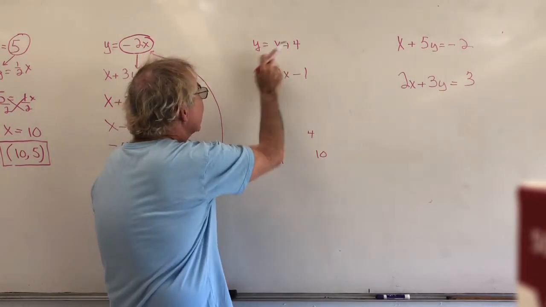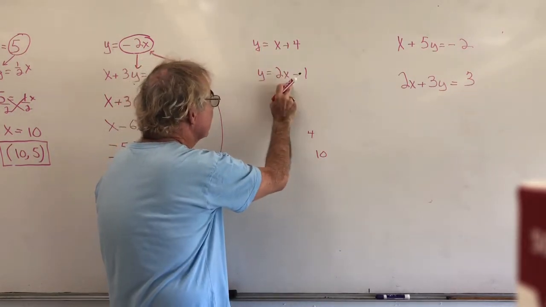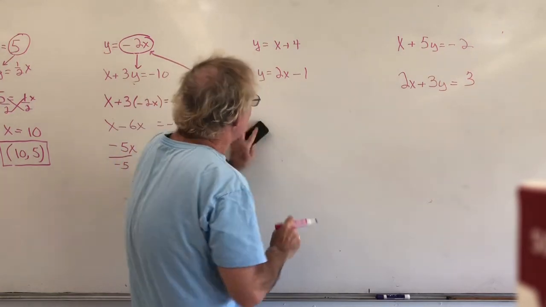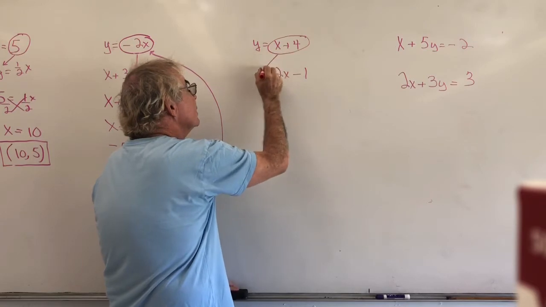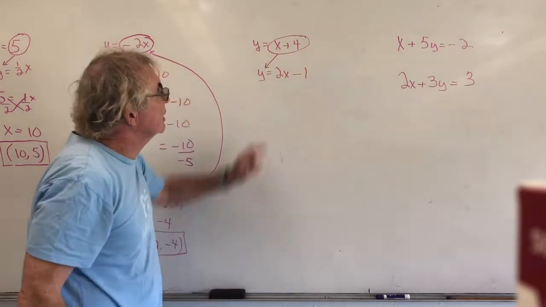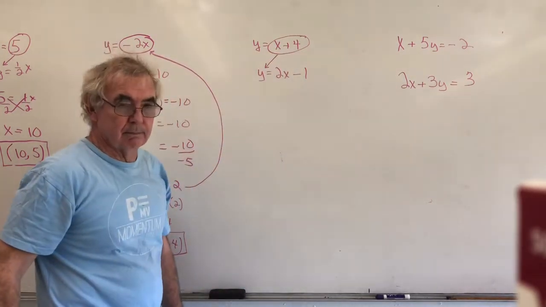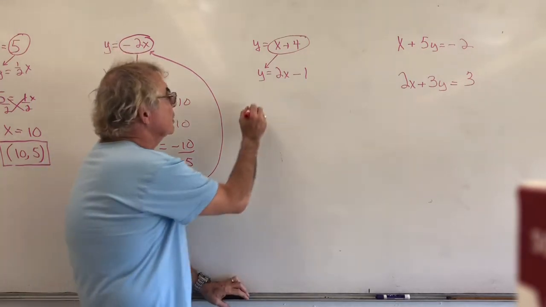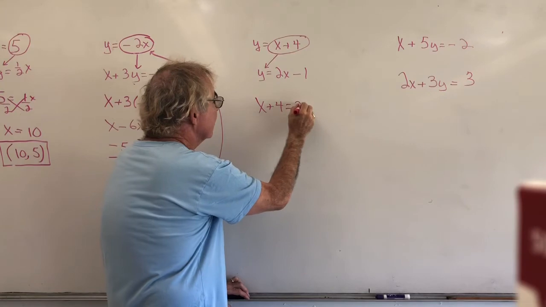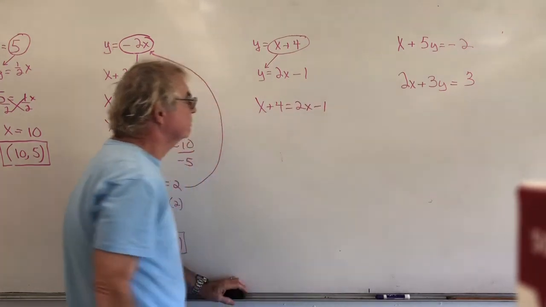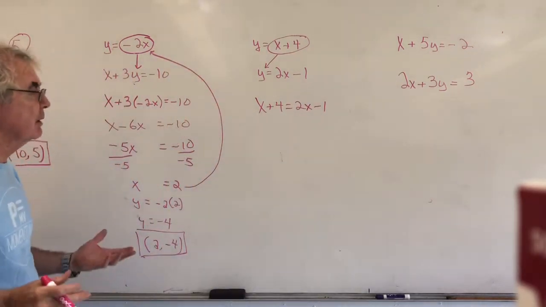If y is equal to x plus 4 and y is equal to 2x minus 1, why couldn't we do this? Just put that down there for y. Say these two must be equal. So you could say x plus 4 is equal to 2x minus 1. And then you could solve it the way you choose.